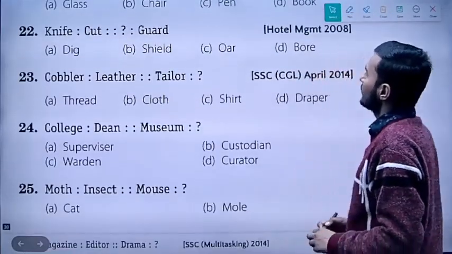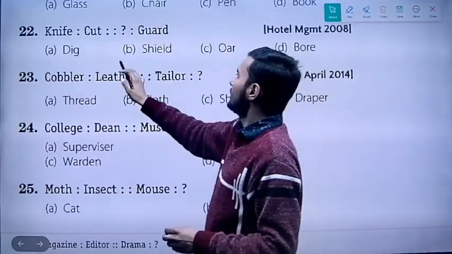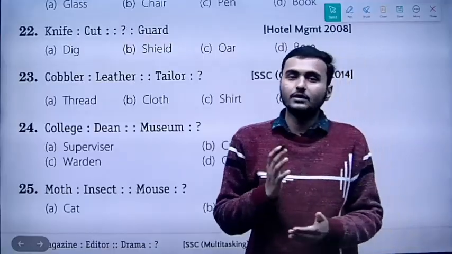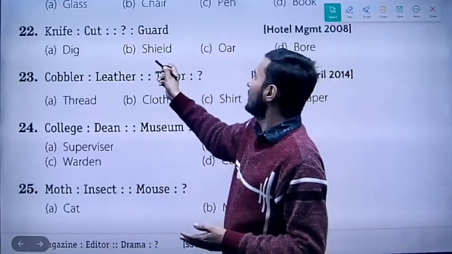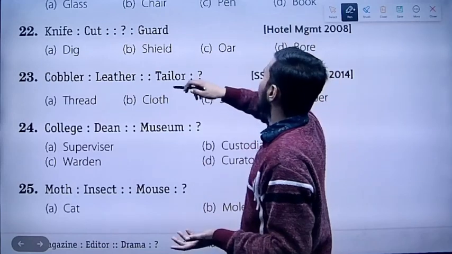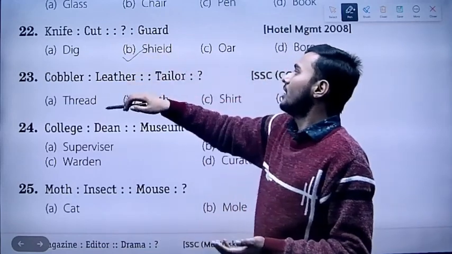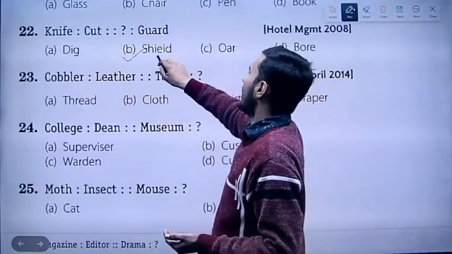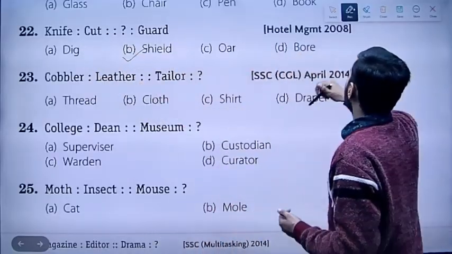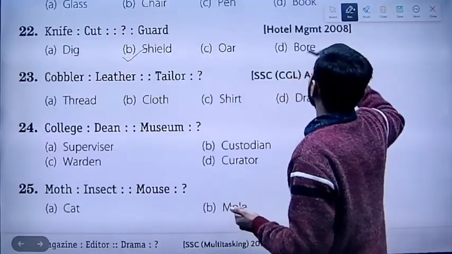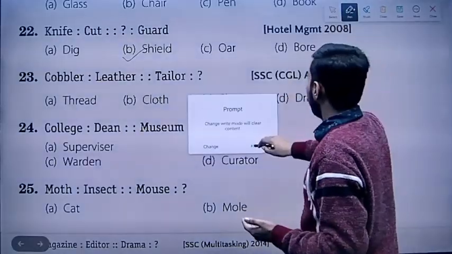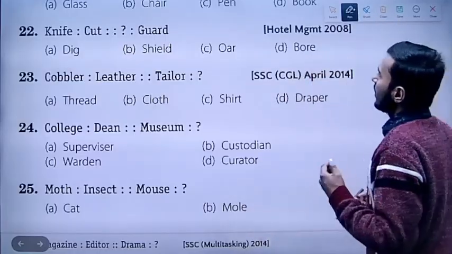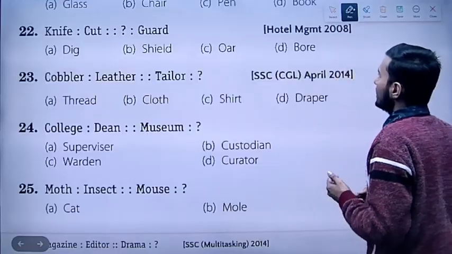Next question is knife is equal to cut, then guard is equal to what? What does a knife do? A knife cuts something. What does a guard do? A guard protects us or shields us from something. So the relationship we have to find is what they do. The knife's work is to cut, and the guard's work is to protect something from what is dangerous. So the option is the work of a guard is to shield, option B.